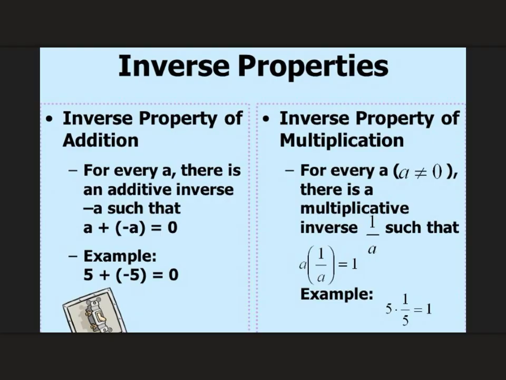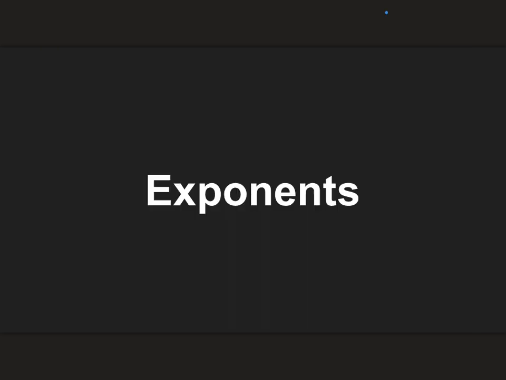Okay, let's talk about the inverse property. So for every A, there is an additive inverse, or its negative. So if I have 3, if I add negative 3, I get 0. And you see the examples down at the bottom. The inverse property of multiplication. For every number that's not 0, because we can't turn 0 upside down, there is a multiplicative inverse or a reciprocal such that a times 1 over a gives us 1. So 5 times 1 over 5 equals 1. That's inverse.